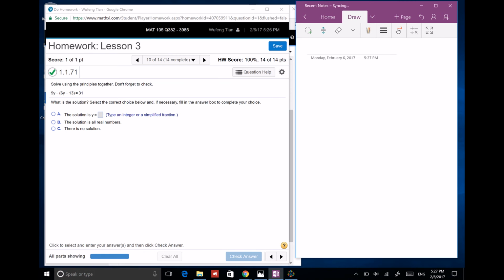Next one, we solve the equation 9y minus 6y plus 13 equals 31. 3y equals, subtract 13 from both sides, so 18, y equals 6.